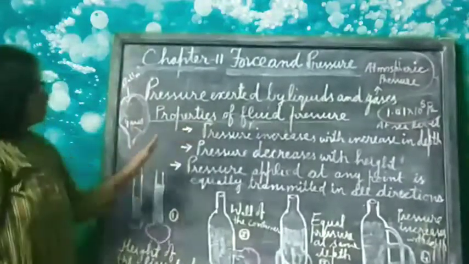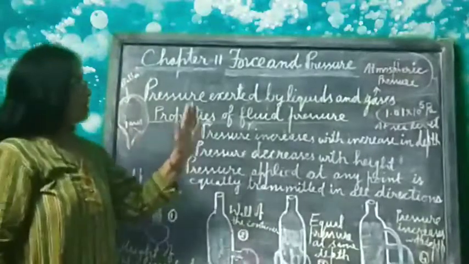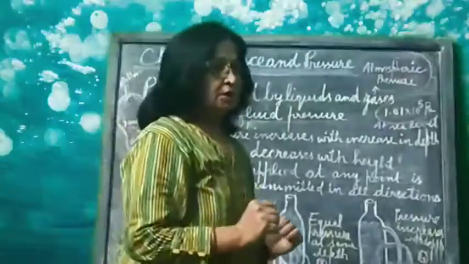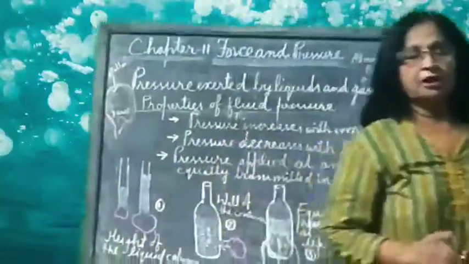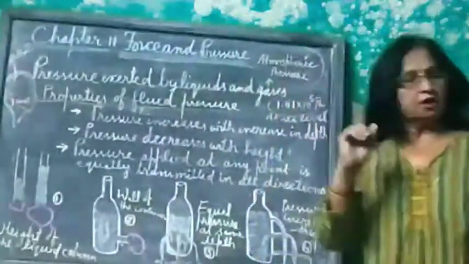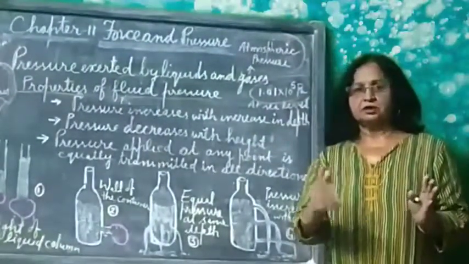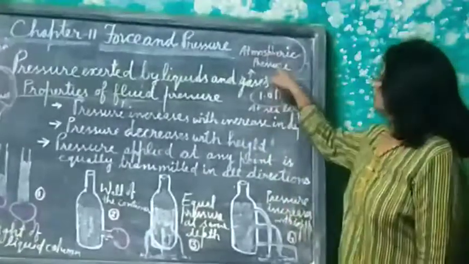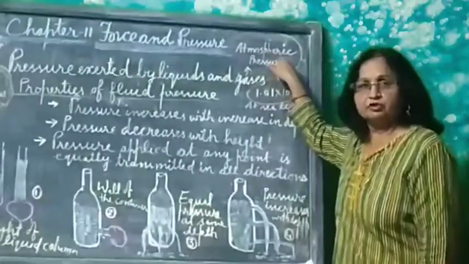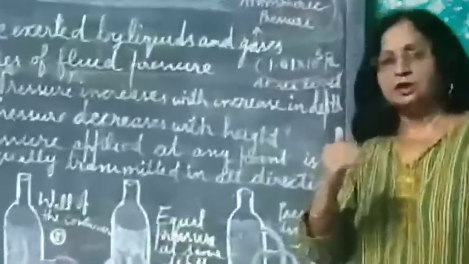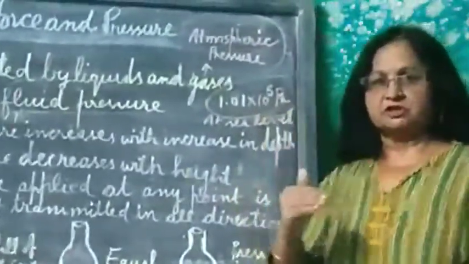Now, on the next topic, atmospheric pressure. Atmosphere, you know very well, is the envelope of air around us. You are familiar with the definition of the atmosphere. The envelope of air around us is called the atmosphere, and there are different layers on the earth. There are five layers: troposphere, stratosphere, etc.